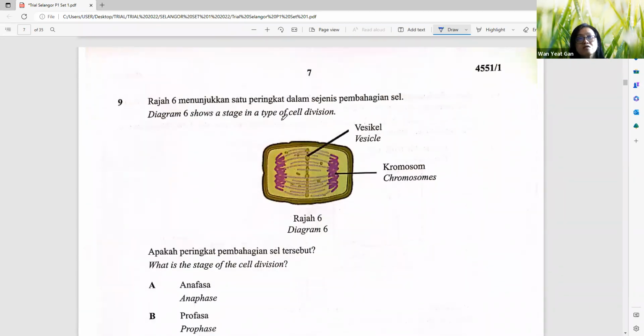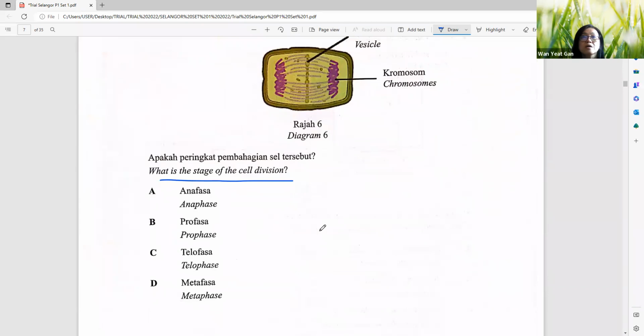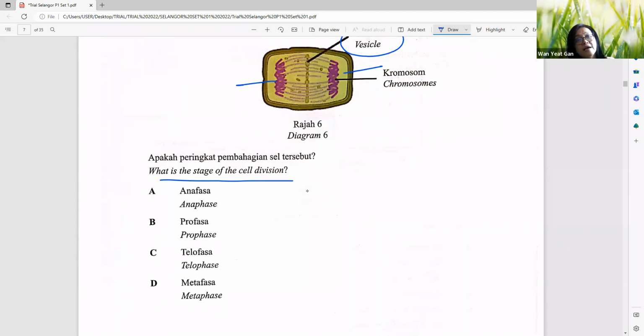Diagram 6 shows a stage in a type of cell division. What is the stage of cell division? If you look at the chromosomes, they have reached the opposite poles and there is already formation of vesicles. So this is at the end of telophase going into cytokinesis.